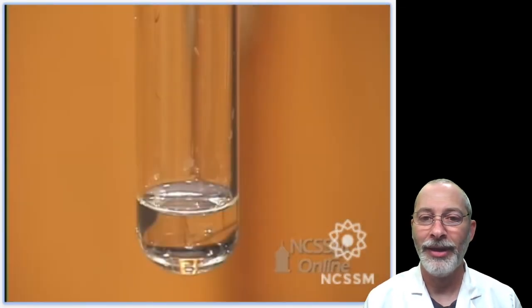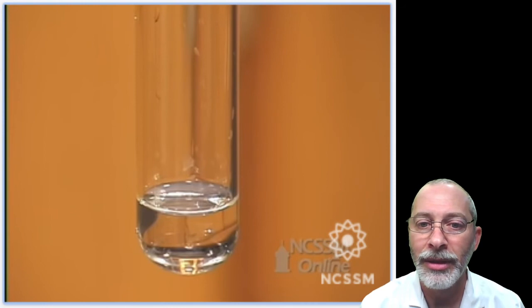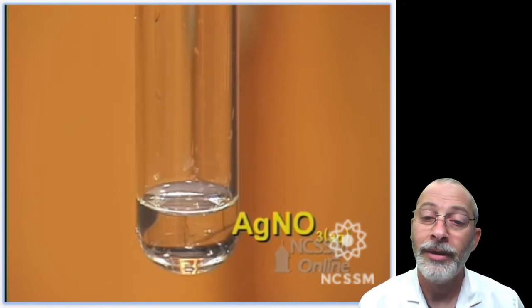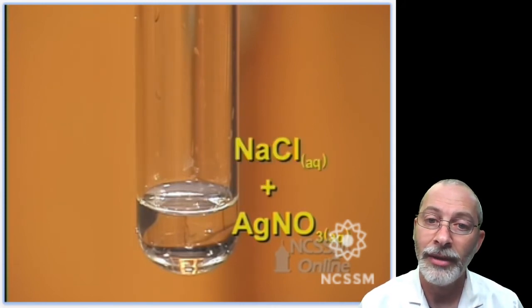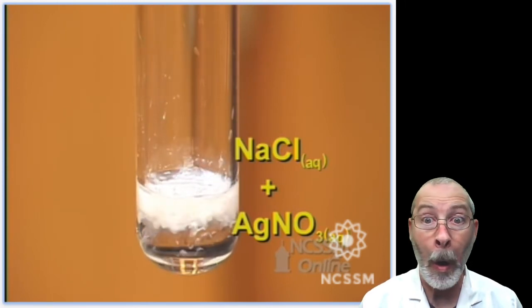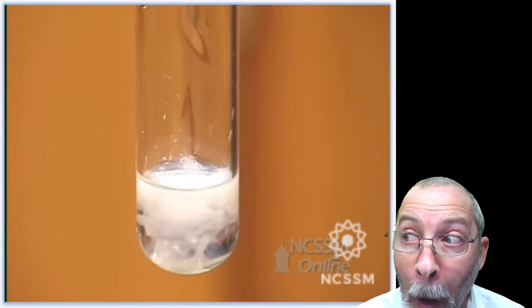In the double displacement reaction of silver nitrate and sodium chloride, we have a solution of silver nitrate, which is colorless. We will add a solution of sodium chloride, which is also colorless. When the sodium chloride solution is added to the silver nitrate solution, a white precipitate, insoluble silver chloride, is formed.